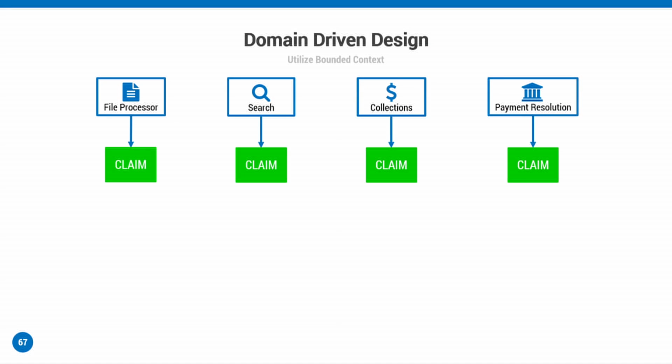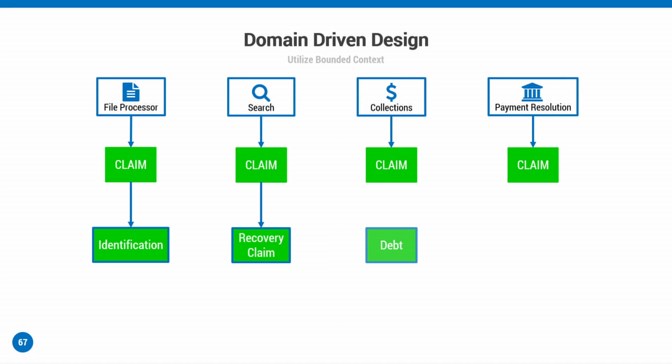So in each one of these situations, right, they all had an idea of a claim, but contextually, they meant different things. So we started to rename some stuff too, right? It's really an identification here. We're calling it a claim, but this part's really looking at the identification parts of it. This is really a recovery claim. It's not really a medical claim anymore. It's a, we've identified that we owe some money, and we need to recover it. Collections people, they're just like, there's a debt. I want to get my money from you. I gave you too much money. Give me my money back.